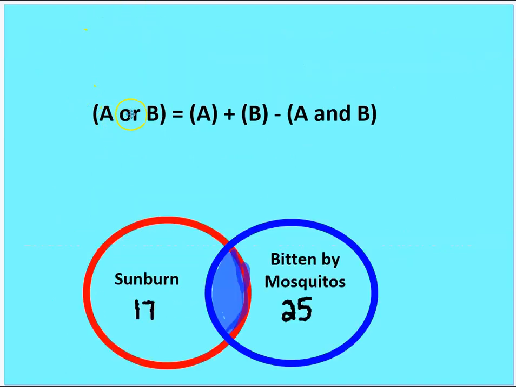All right, so I have A or B is equal to A plus B minus A and B. I have sunburned 17, bitten by mosquitoes 25. I know that A or B is equal to 30, which we defined. 30 is equal to 17 plus 25 minus 12. So 12 is going to be A and B. So 12 people were both sunburned and bitten by mosquitoes. Not a very exciting beach event in that case for those people.